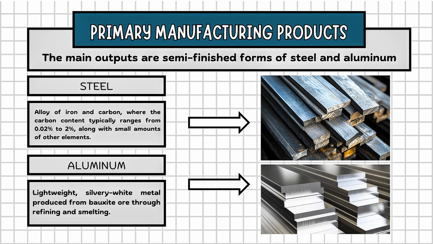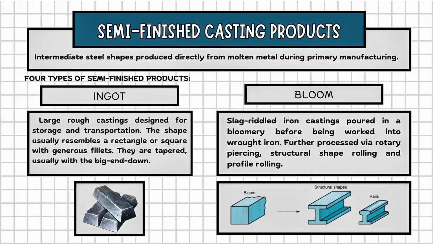Steel is an alloy of iron and carbon where the carbon content typically ranges from 0.02% to 2%, along with small amounts of other elements. Before we move on to the process of steel making, let's talk about the semi-finished forms of steel and aluminum. Semi-finished products are intermediate steel shapes produced directly from molten metal during primary manufacturing. So there are four types of semi-finished products.